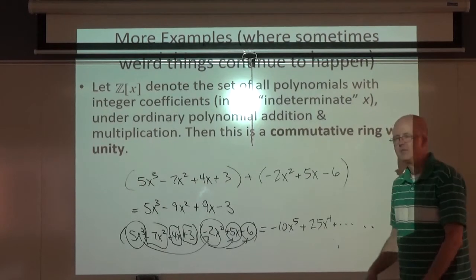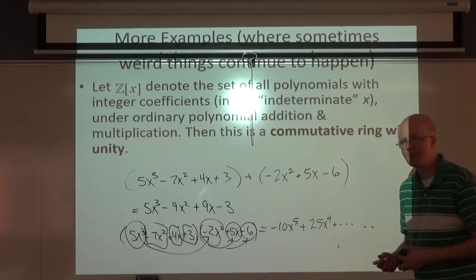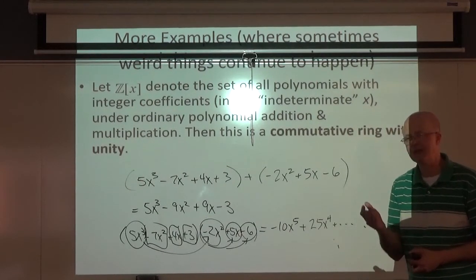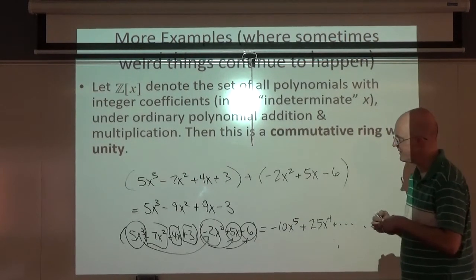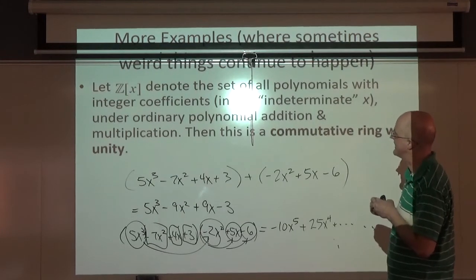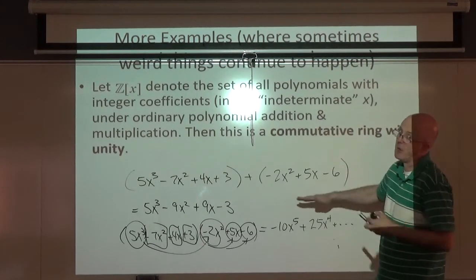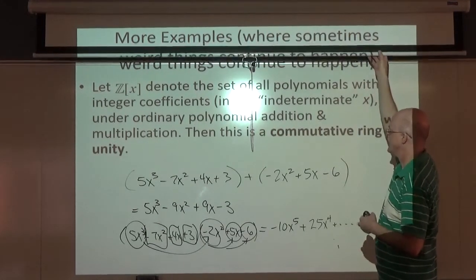So, not being super rigorous here, not being super precise, I'm assuming, as the author does, that you know how to add and multiply polynomials in the usual way. We're not worrying about technicalities, and we're not going to prove this is a ring. We're just going to assume you know how to do this.